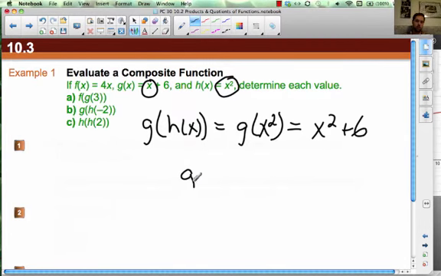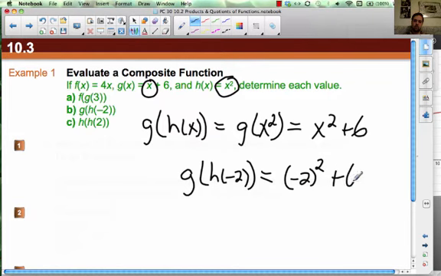So g of h of minus 2 then will be, if we replace all of our x with minus 2, it looks like this: minus 2 squared plus 6, which is of course 4 plus 6, is 10. Alright.